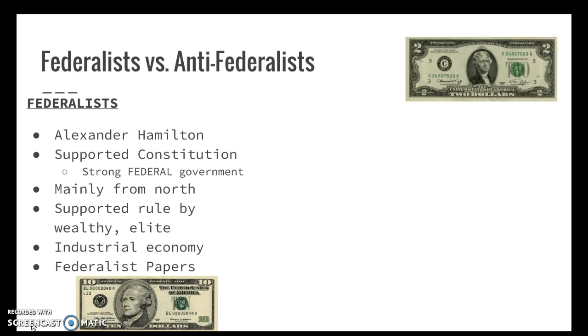The Federalists wanted the rulers of the United States to be the wealthy elites. They thought those were the people who could be trusted. They also believed in the idea of an industrial economy, that the future of the economy would be in industry, manufacturing, not so much in farming.